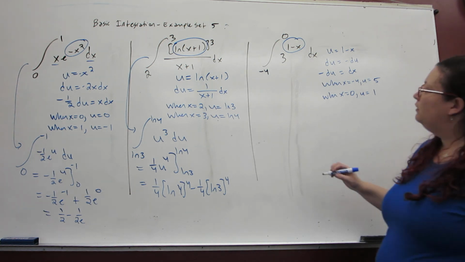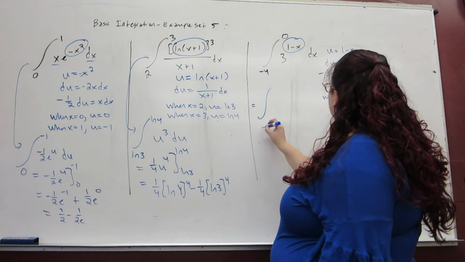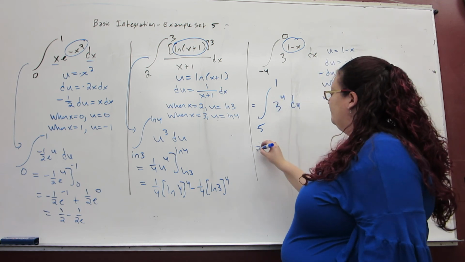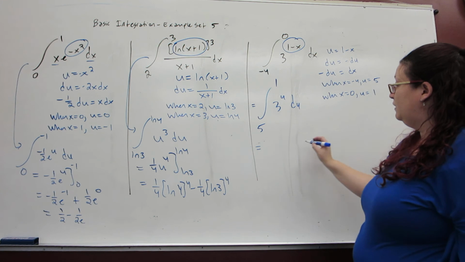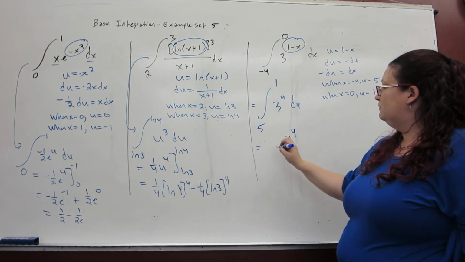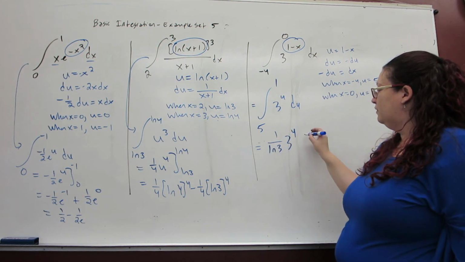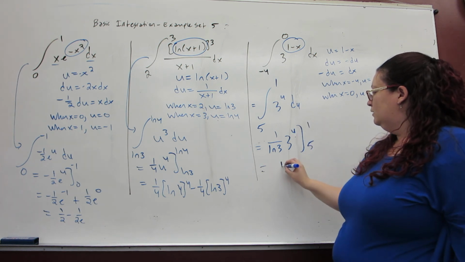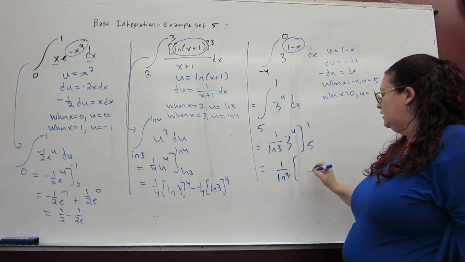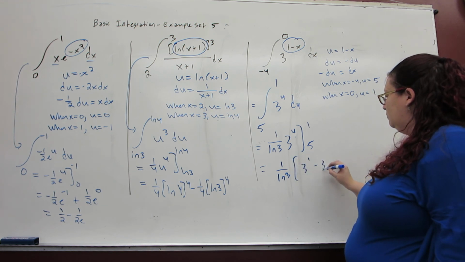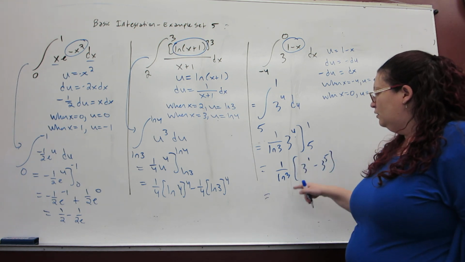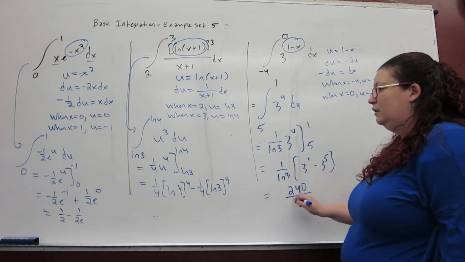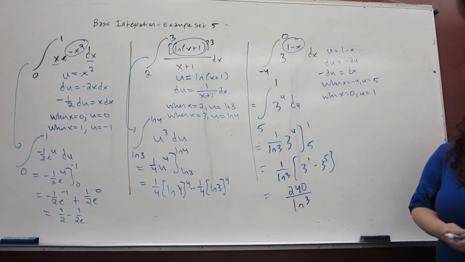So this integral becomes from 5 to 1 of 3 to the u du. The antiderivative of 3 to the u is 3 to the u divided by ln of 3. So then I get 1 over ln of 3 times 3 to the 1 minus 3 to the 5th, which, if you evaluate this, gives you a result of 240 over ln of 3 for my final answer.